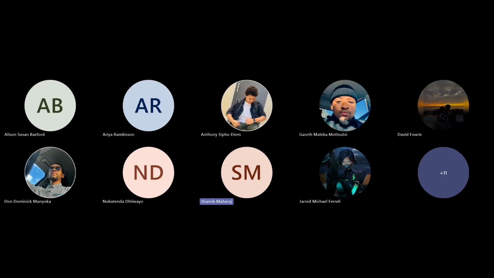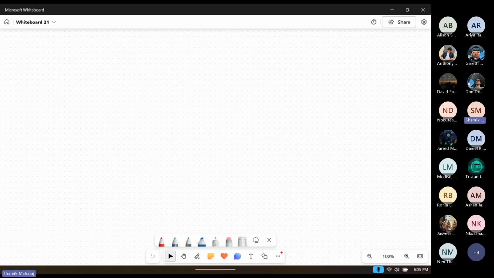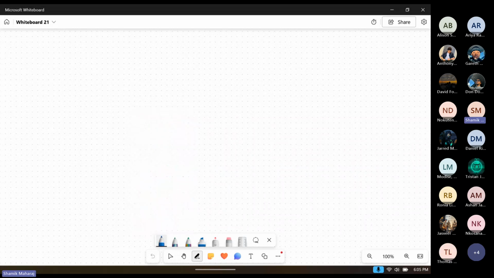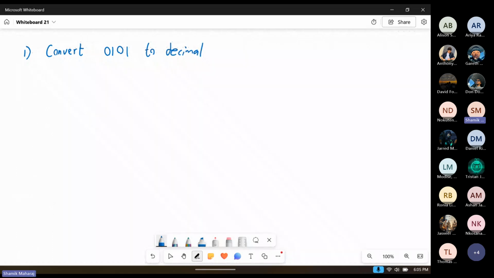Try to ease into it with the easiest possible examples, and then we'll build up a little bit. We've done quite a bit the last few times, so let's start with the earlier stages of what we were doing. Let me call this example 1: convert, just make up something, 0101 to decimal. Okay, that's a nice beginner example.